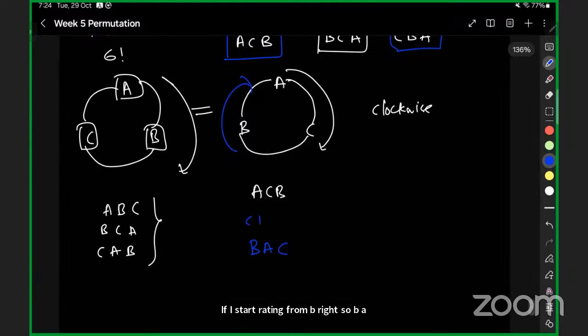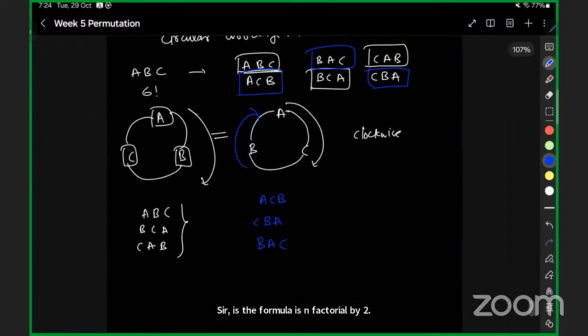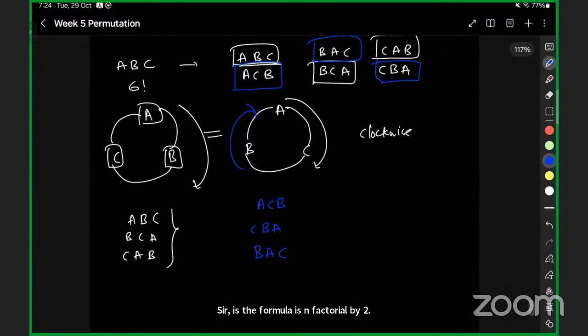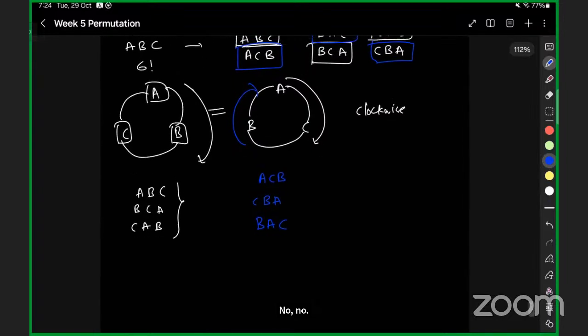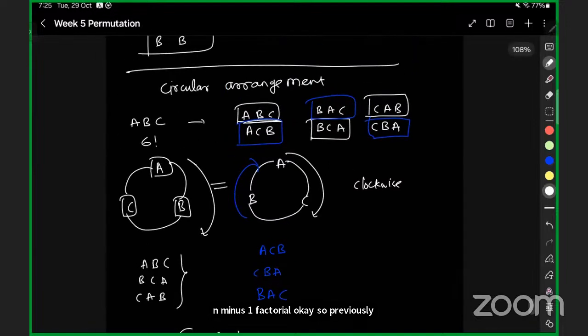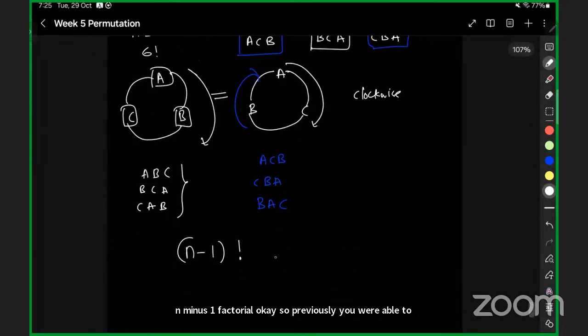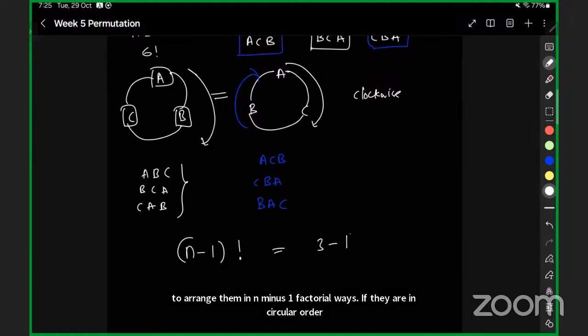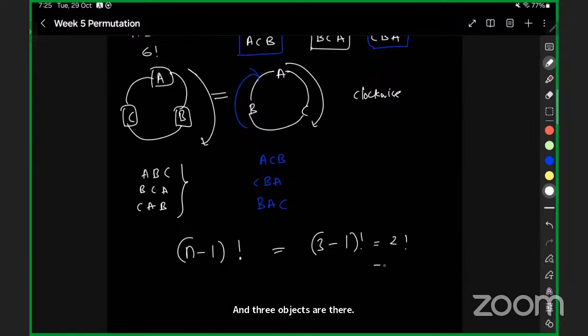Sir, is the formula n factorial by 2? No. So how do we make the formula of this? The formula of this is n minus 1 factorial. Previously you were able to arrange them in n factorial ways. Now you will be able to arrange them in n minus 1 factorial ways if they are in circular order. You can see three objects are there. 3 minus 1 is 2 factorial, which is 2. So these two ways we can order them.